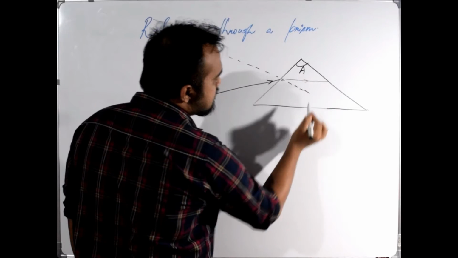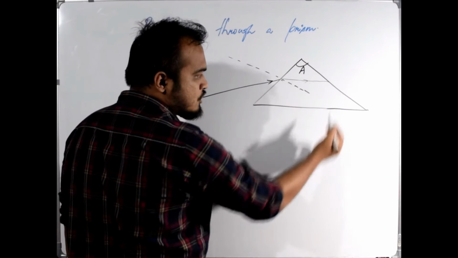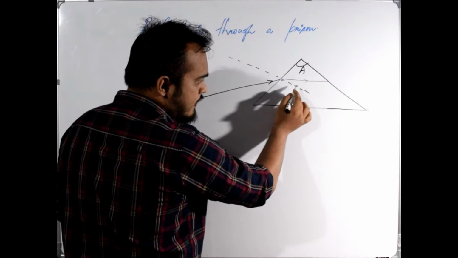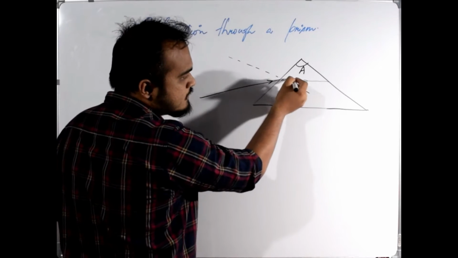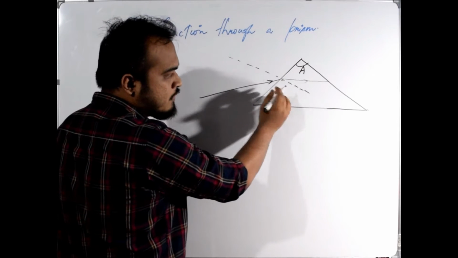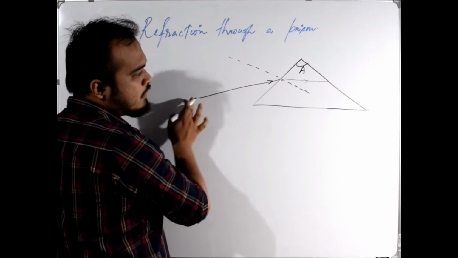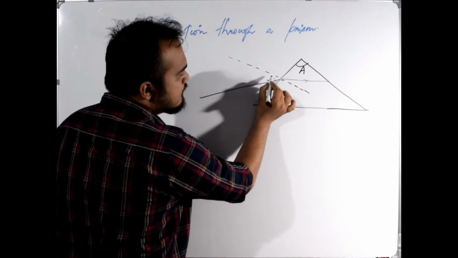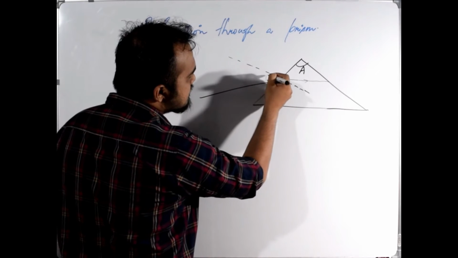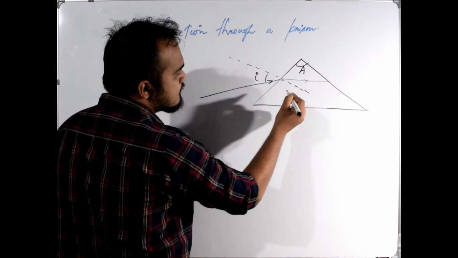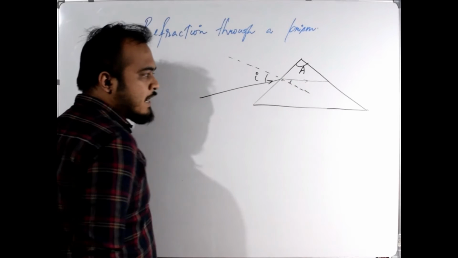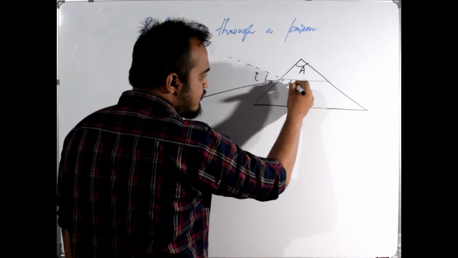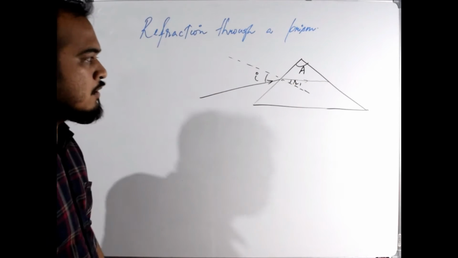That is, this ray has undergone refraction, and this ray came near the normal. This ray was away from the normal, and this ray has approached the normal. This is the angle of incidence, and this is the angle of refraction. Let us say it to be R1.